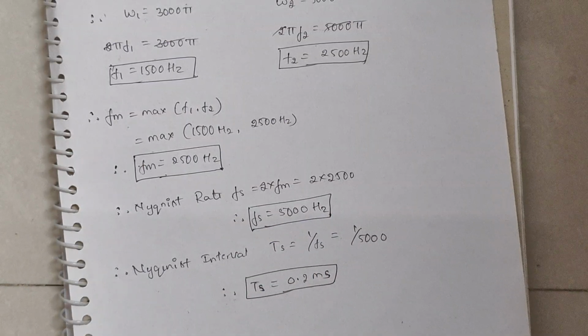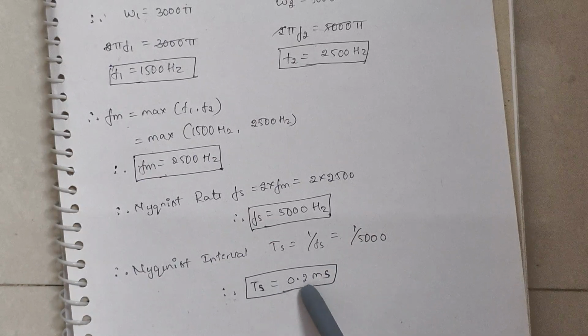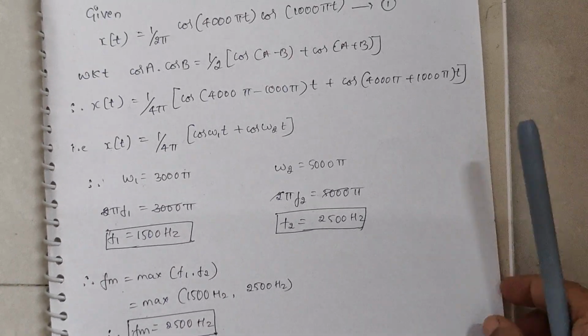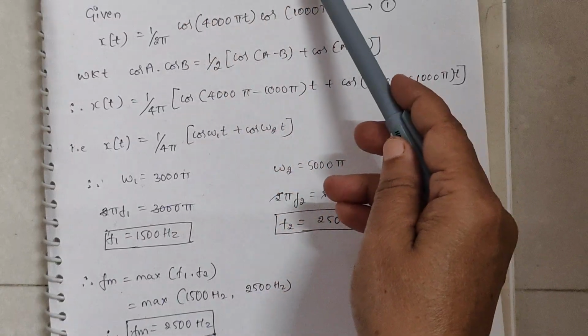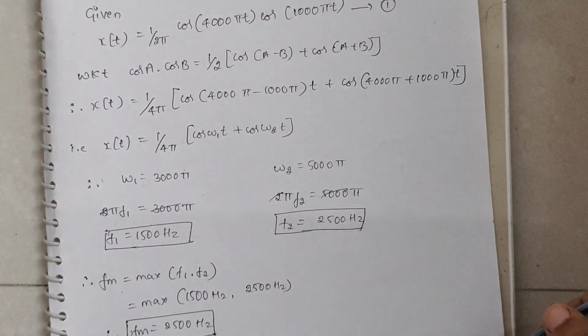Nyquist interval is Ts is 1 by Fs. So, 1 by 5000, Ts is 0.2 milliseconds. Hope problems on sampling theorem are understood. This way they will ask the problems. Whatever the values, let them give any values. Compare with the standard equation and find out Nyquist rate and Nyquist interval.